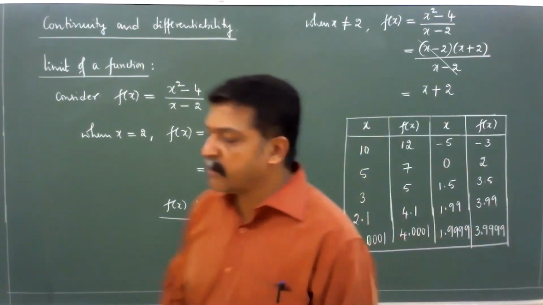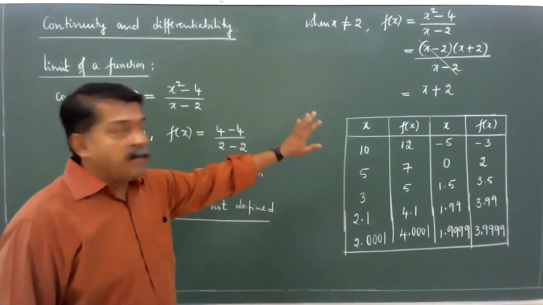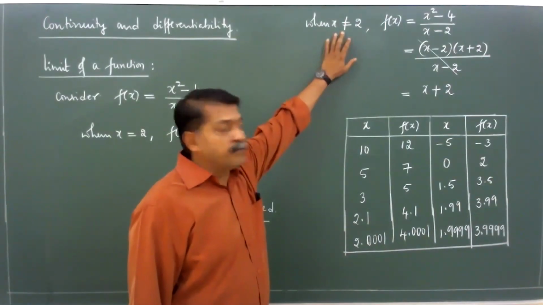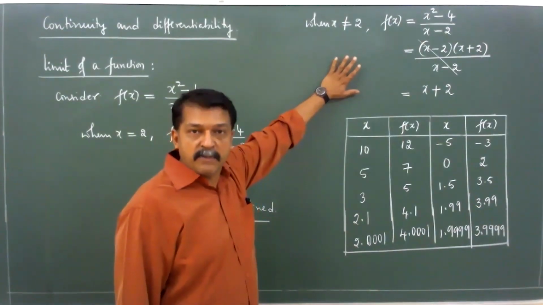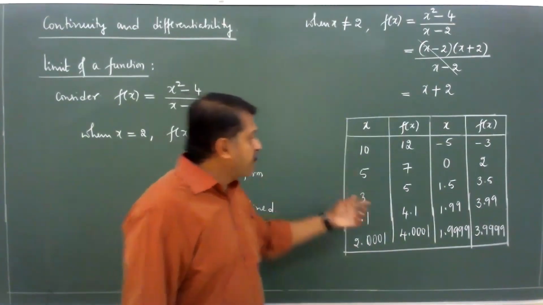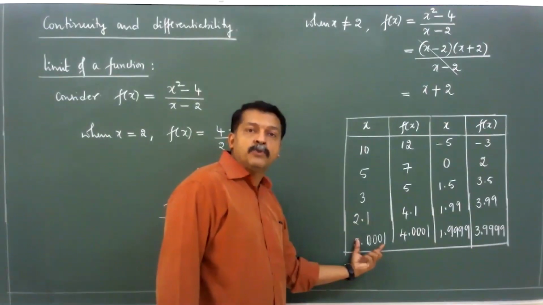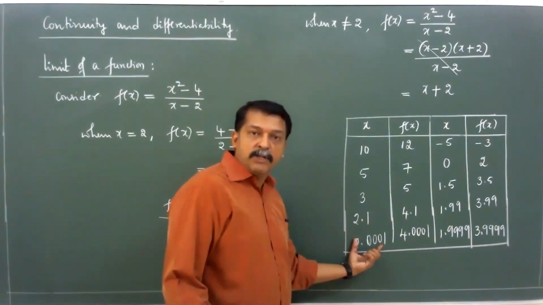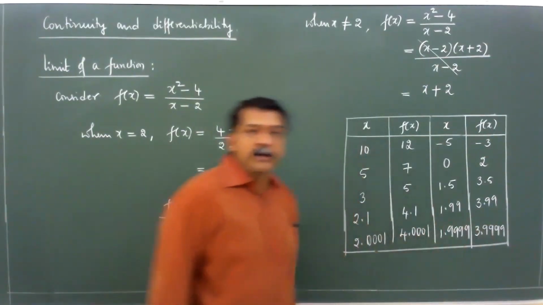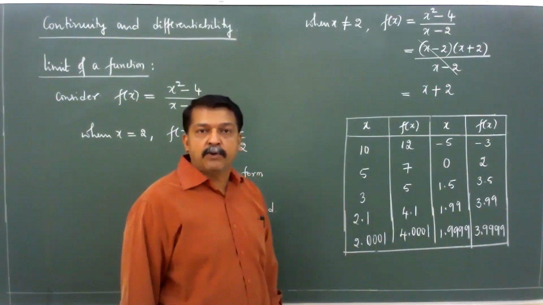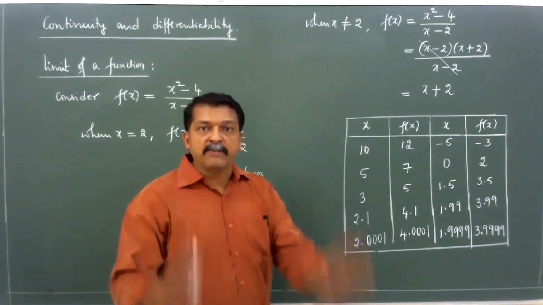From the table, what is the observation we are making? We are not giving x is equal to 2. Basically, that is the assumption, when x is not equal to 2. From the table, we observe that though the value of the function does not exist at x is equal to 2, f of x exists for values of x which are close to 2. Whether that value is more than 2 or lesser than 2, the value of the function exists. The function is not defined at x is equal to 2, but the function is defined in the neighborhood of the point x is equal to 2.